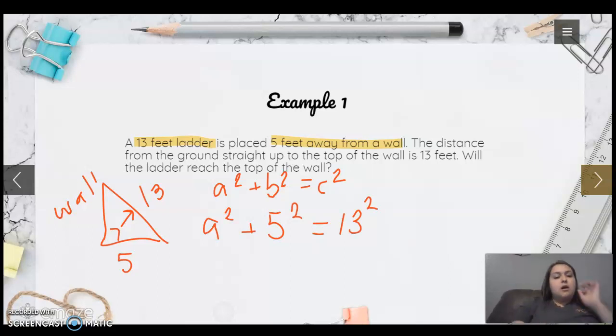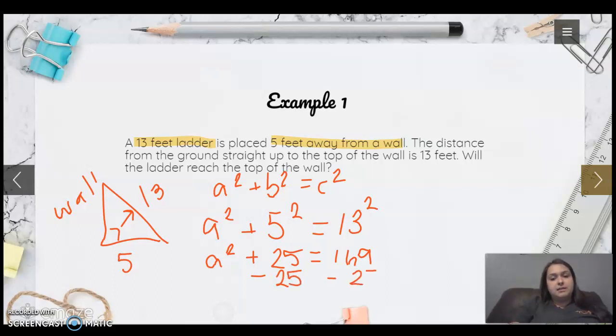Now all I'm going to do is go ahead and solve. So I have A squared plus, what's 5 squared? It's 25, which is equal to 13 squared, which is 169. Now I want a squared by itself, so I am going to subtract 25 from both sides. So I have a squared is equal to 144.